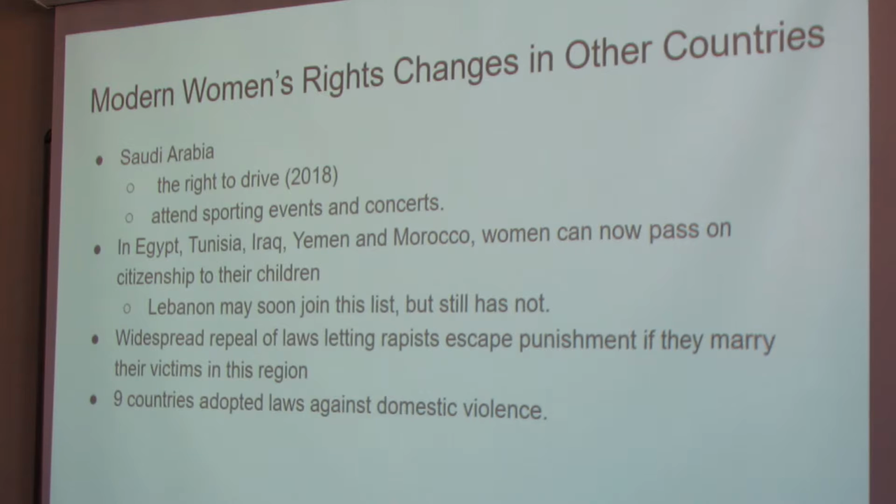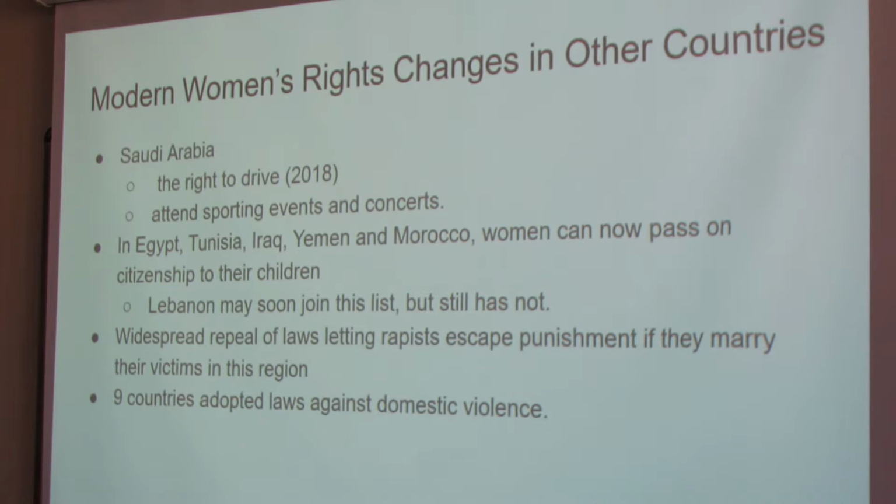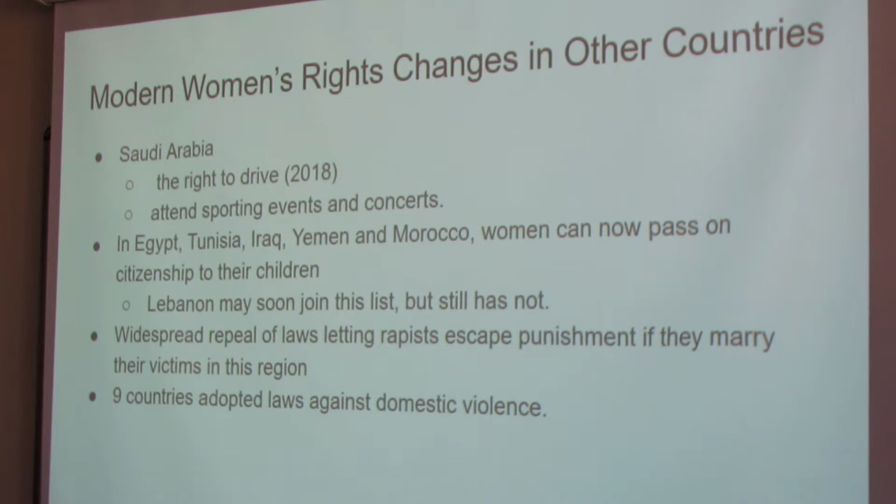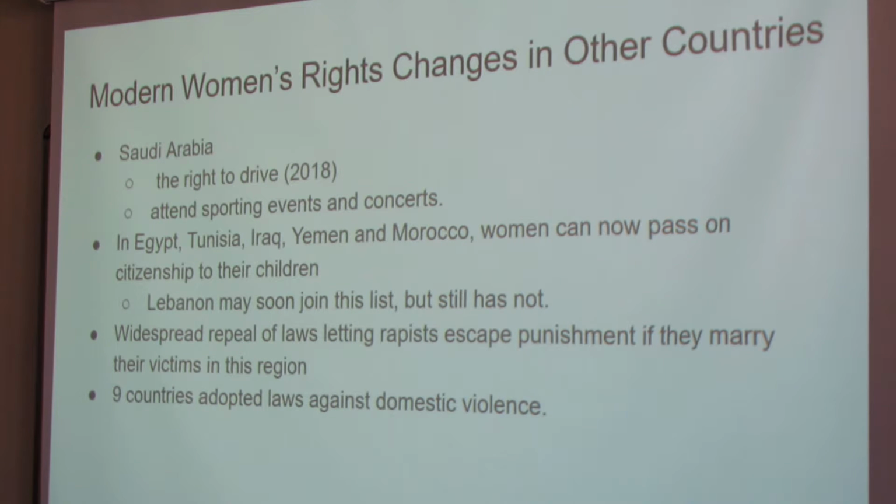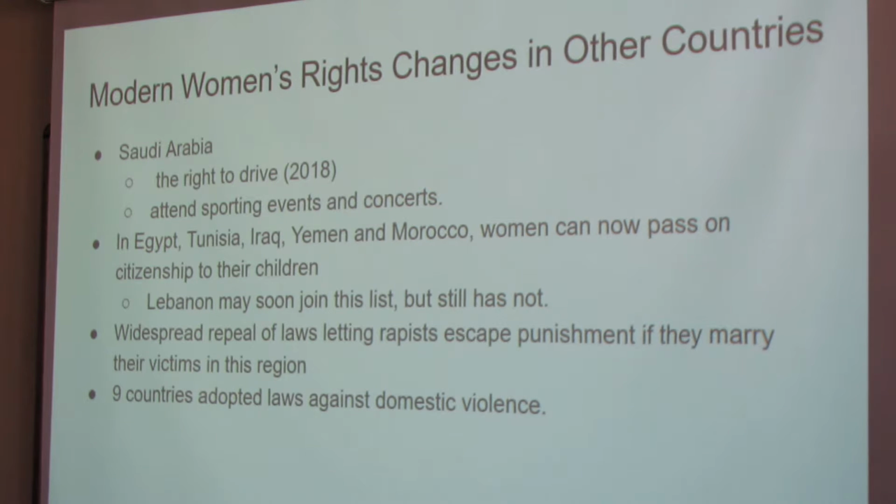In Saudi Arabia, just last year, women gained the right to drive and attend sporting events and concerts, which apparently they couldn't do up until a year ago. In Egypt, Tunisia, Iraq, Yemen, and Morocco, women can now pass on citizenship to their children. They couldn't do that before. Lebanon should be just behind them. They're working on legislation now.